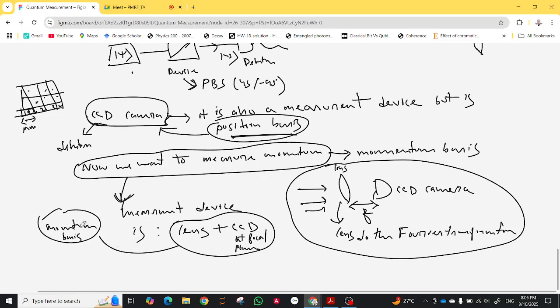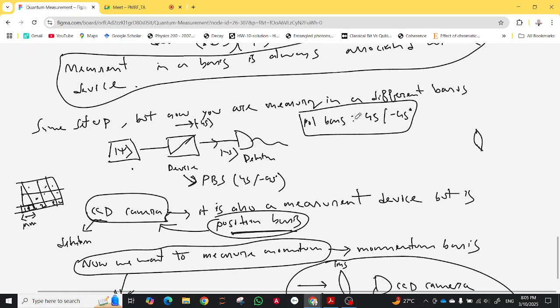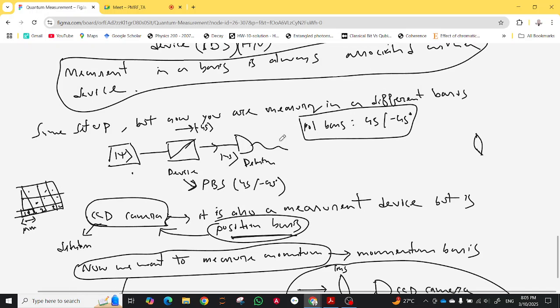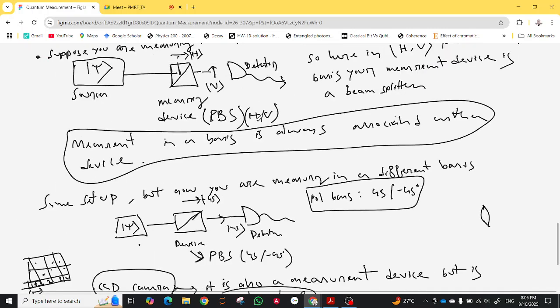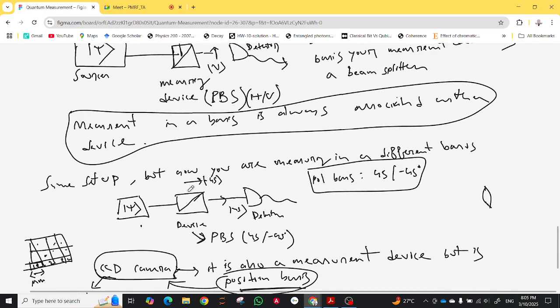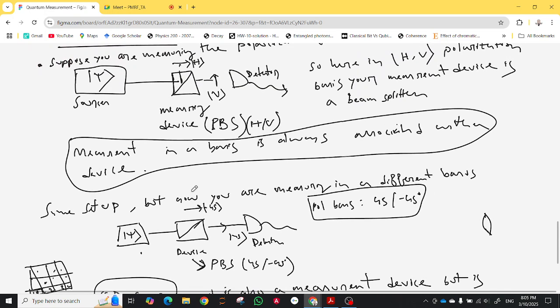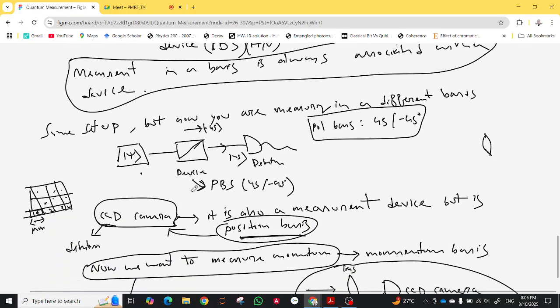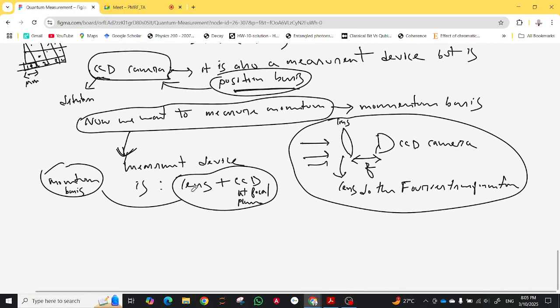So this is in momentum basis; in momentum basis, your device is this. In position basis, your device is this. In plus 45 minus 45, your device is PBS plus 45 minus 45. In HV basis, your device is this. So the measurement will decide which device or detector you will use. So first, make sure what you want to measure.